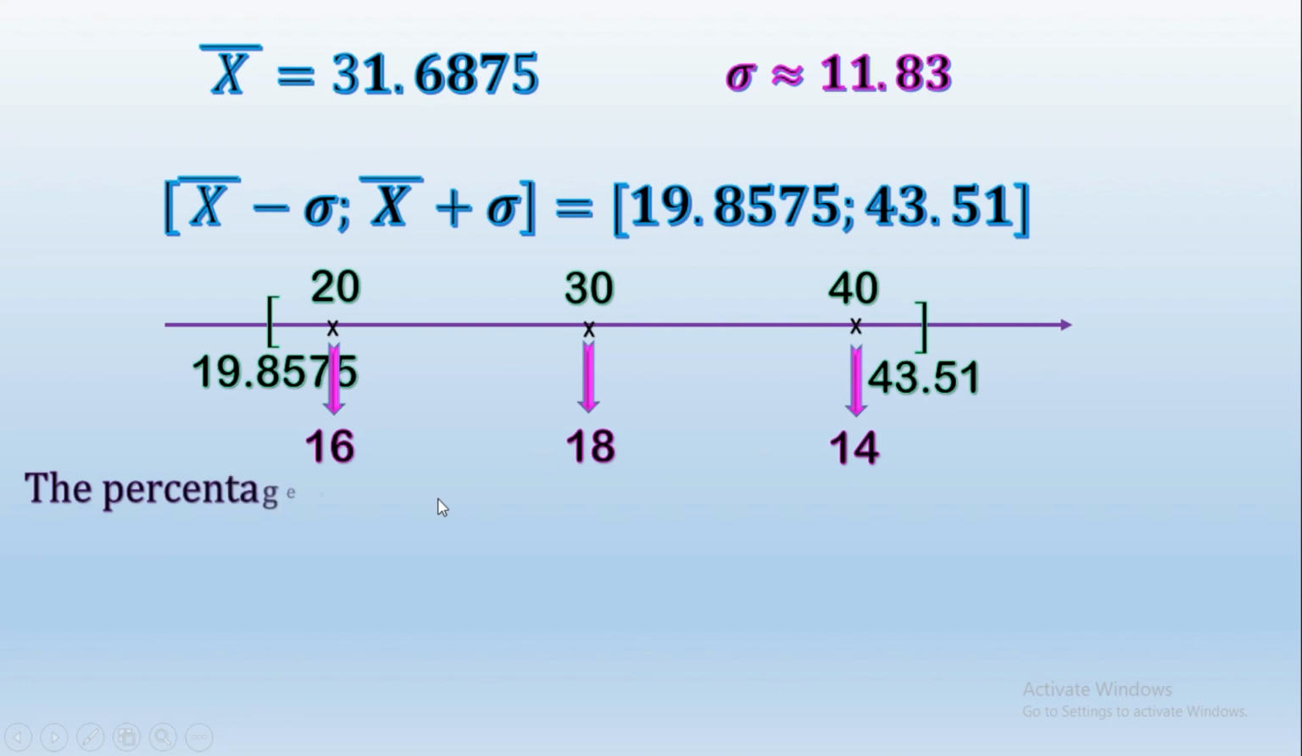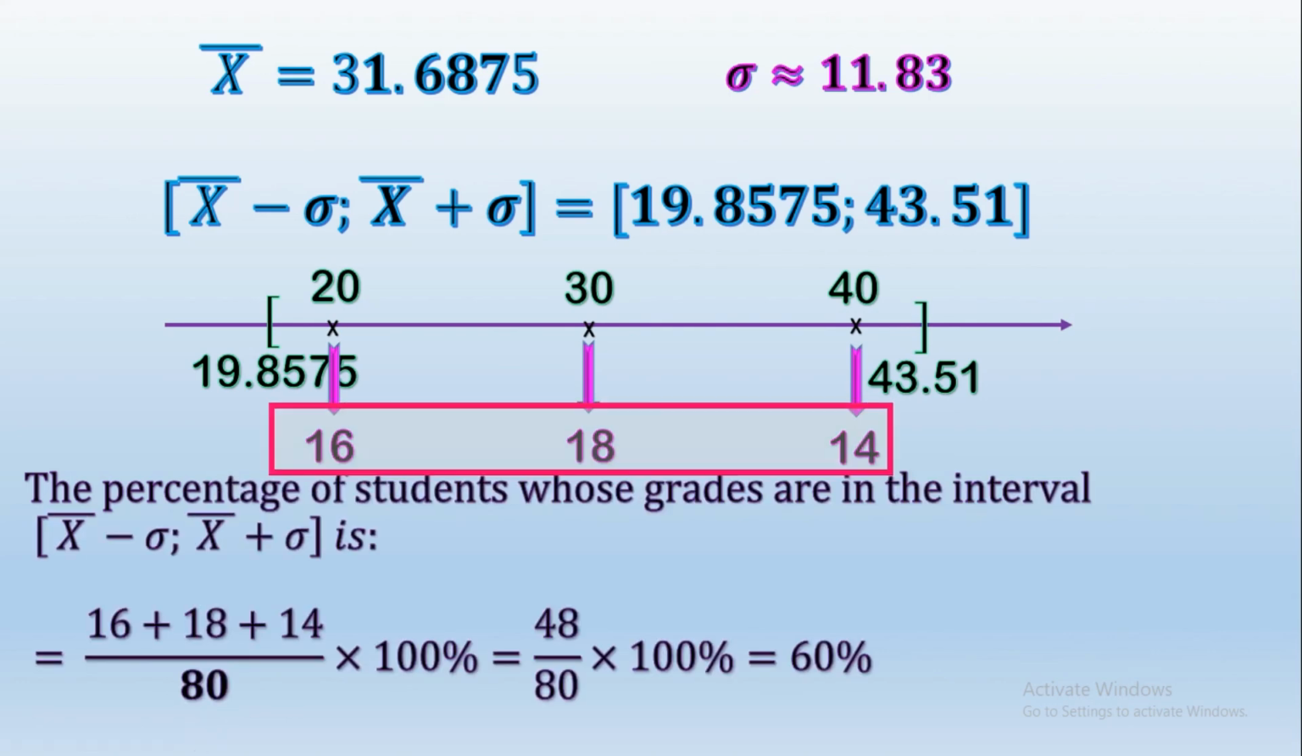Then in this case, we can say that the percentage of students having their grades in this interval is 16 plus 18 plus 14, we add the frequencies, all divided by the total, which is 80, and all multiplied by 100%. As we have learned in the previous video, to transform into a percentage, we multiply by 100%. Then it's 48 over 80 times 100%, it gives us 60%.